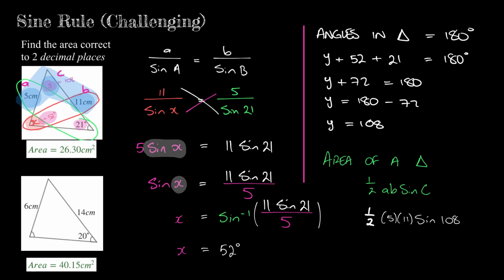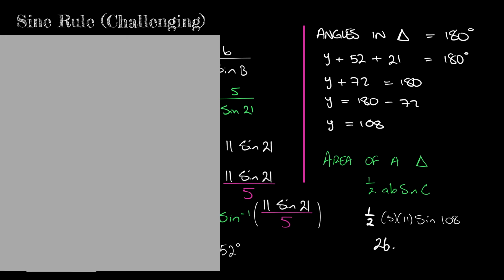So the answer there will be 26.1540542. So the final answer to 2 decimal places is, go back 1, go back 2, draw your line. We look at this number. So the final answer will be 26.15 centimeters squared. Okay.